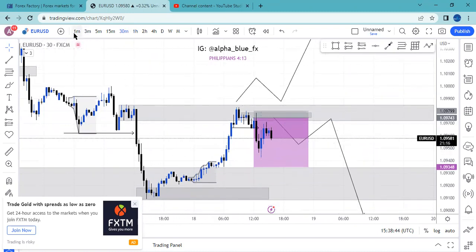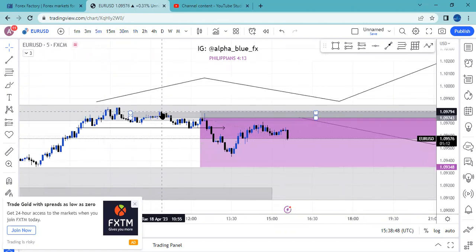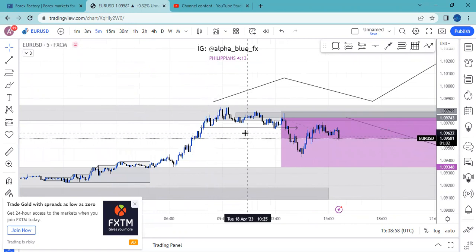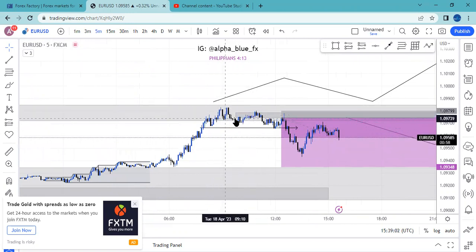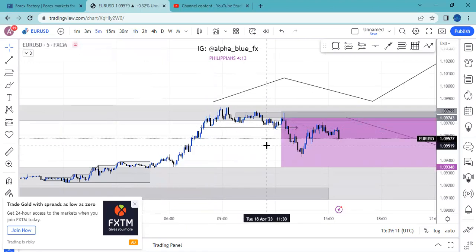Let me show you when I got my entry. As price got to this level right here, I was carefully watching to see that it breaks a key level at this zone. What I wanted to see is price reacts to this zone, then breaks a level, like a higher low, forms a lower low, then I'll look for sell entries.